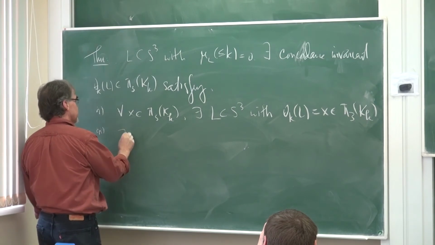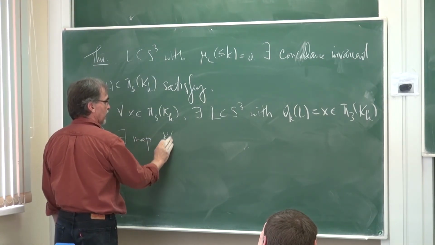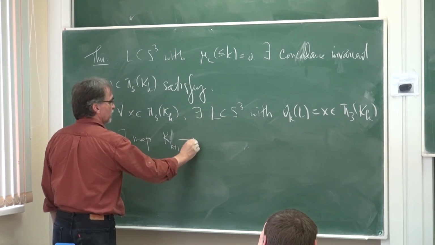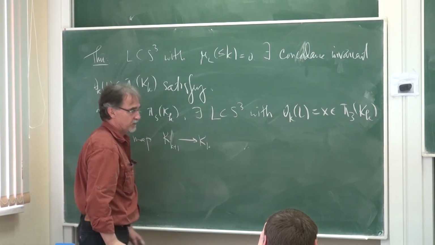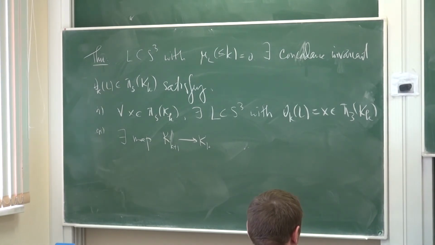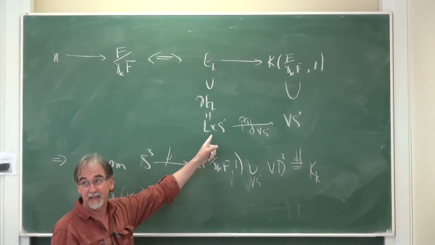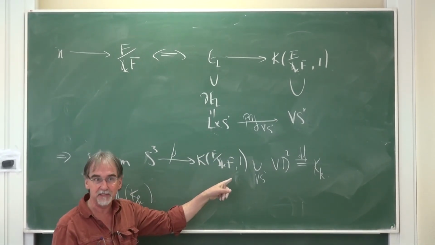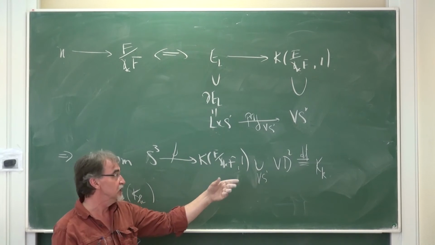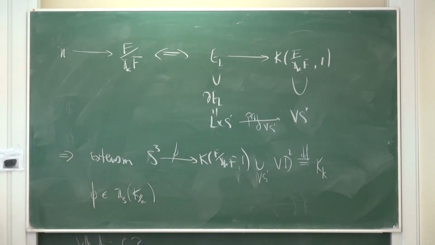Right? There exists a map K_{k+1} to K_k. Of course there's such a map, right? If I take the map from F mod gamma_{k+1} of F to F mod gamma_k of F, it gives me a map of Eilenberg-MacLane spaces. It takes generators to generators, so it gives me a map from this space, the k plus first, to the k space.